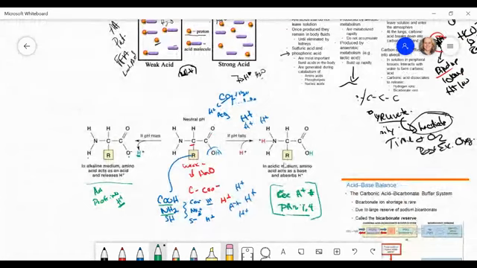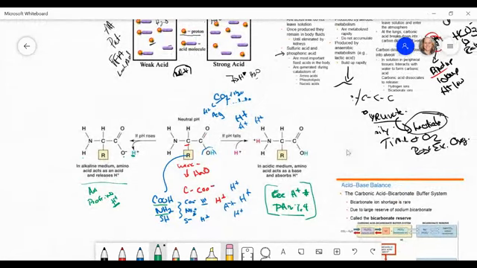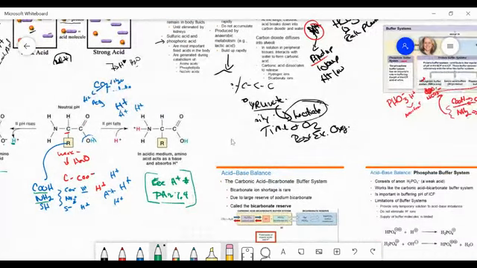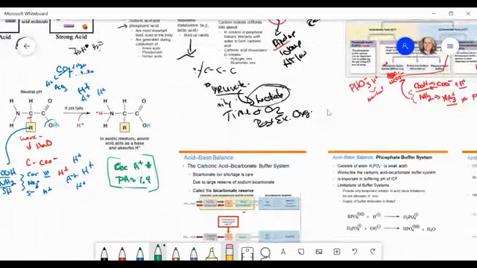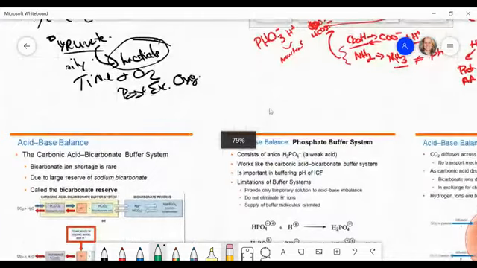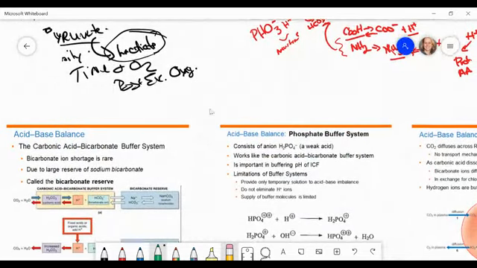Okay, so that's how the amino acids and proteins work. And remember, amino acids and proteins are located in cells and out of cells. All right, let's go to the phosphate one next. The phosphate buffer system is going to work very similarly.